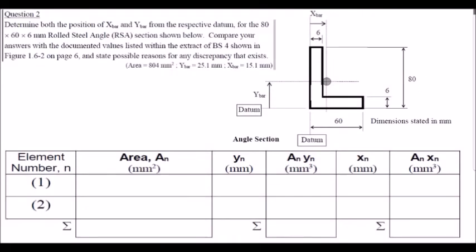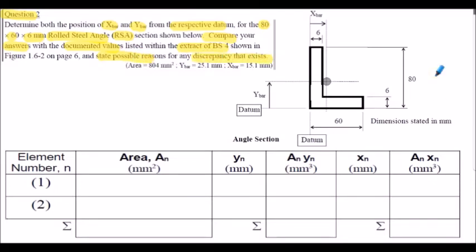In question 2 here, we're asked to determine both the x bar and the y bar from the respective datums for the 80 mm by 60 by 6 mm rolled steel angle section, denoted RSA. We're then asked to compare the answers we find with the documented values listed in the extract of BS4 in our notes. We've got to state possible reasons for any discrepancies that might exist.